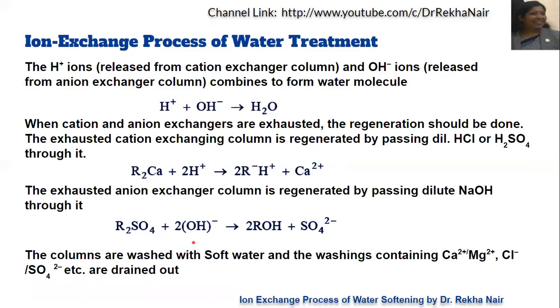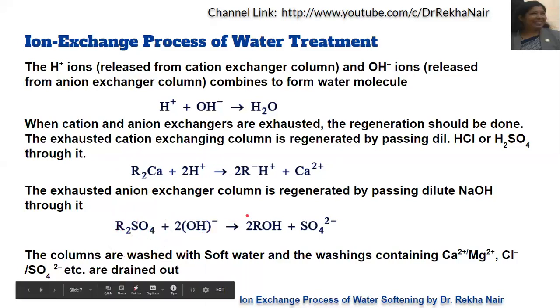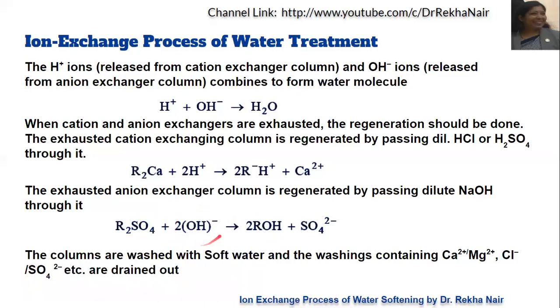Okay, so in case of zeolite, the calcium magnesium zeolite is treated with sodium chloride to retain sodium zeolite. Here the cation exchanger bed, when it reacts with calcium, forms R2Ca. So this calcium will be removed by treating it with acid like HCl or H2SO4. The anion exchanger bed will be regenerated with the help of sodium hydroxide. The sodium hydroxide will be injected into the R2SO4, that is the anion exchanger bed, and we will get ROH.